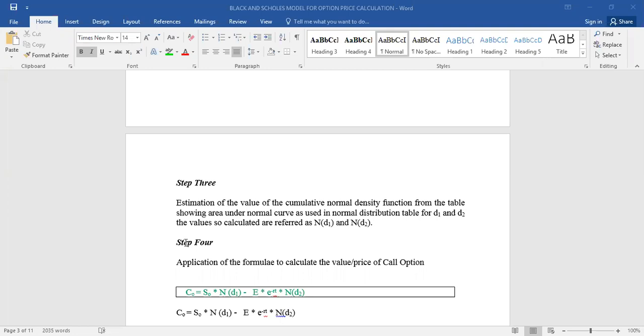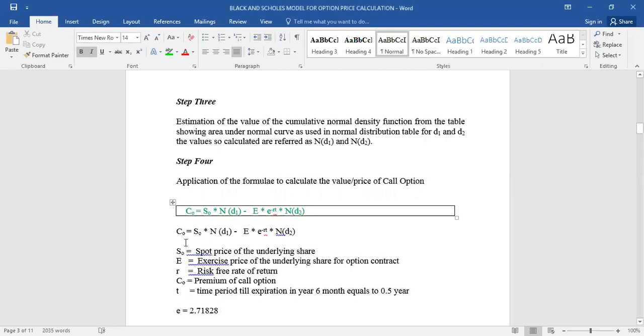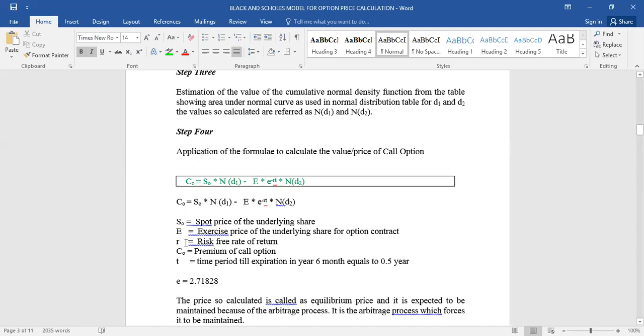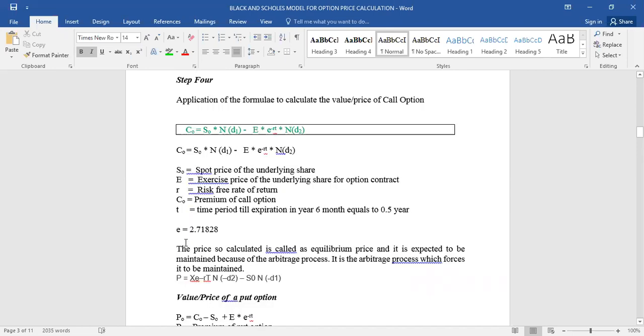Step 4, application of the formula to calculate the value or price of the call option. C0 is equal to S0 times ND1 minus E, where E is the exercise price, times the exponent function raised to the power of minus RT, where R is the risk-free rate and T is the time duration, further multiplied by ND2. So that is the formula for calculating the premium for a call option. C0 is the premium of the call option. If you are not using a scientific calculator, you can use a simple calculator or some other mechanism, or you can use the E table also.